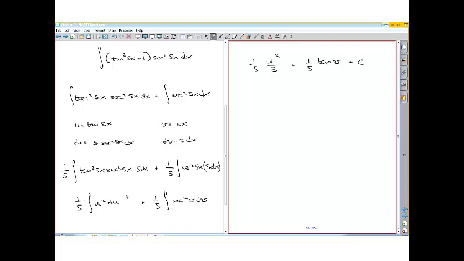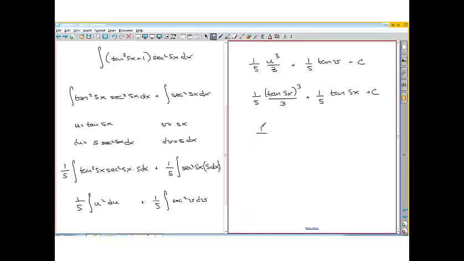So now we've done our integrations in terms of u and v, and then we substitute back in. So we'll end up with 1/5 u cubed, where u is the tangent of 5x, cubed over 3, plus 1/5 the tangent of v, where v is 5x, plus c.